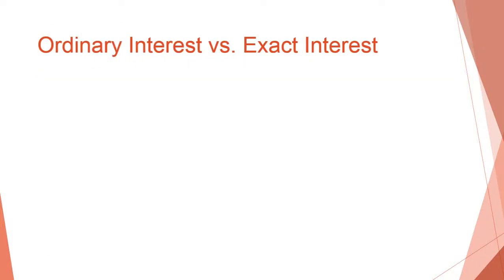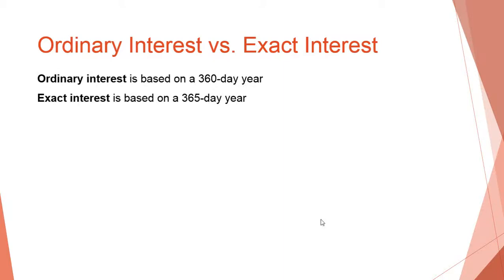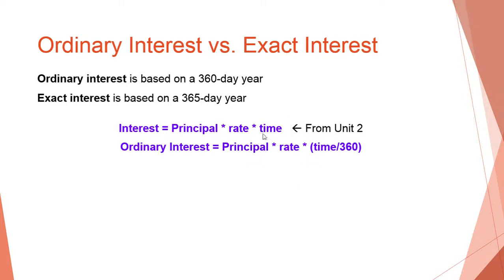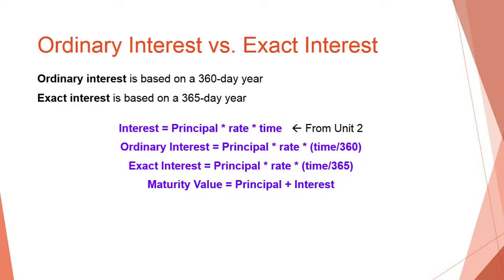Let's go over ordinary versus exact interest. So the definitions I mentioned earlier, the differences are the days. Ordinary is based on 360, whereas exact interest is based on 365 days. The formula that we are going to use to find the interest will be very similar to what we learned in Unit 2. The only difference is, instead of just time, we are going to do time over 360 for ordinary and time over 365 for exact. To find the maturity value, we are going to add the interest plus the principal.